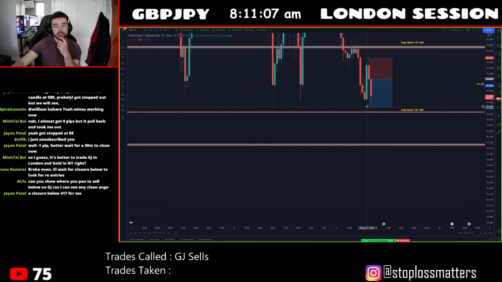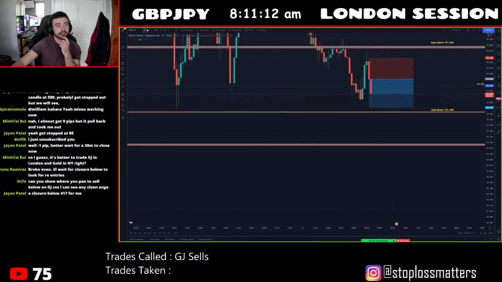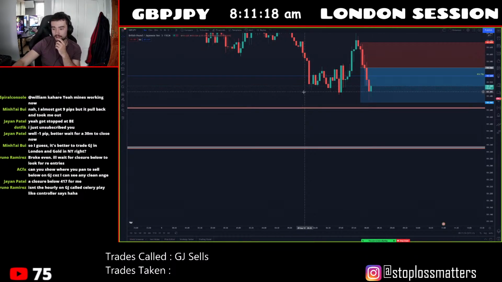So people who actually kept that trade on, yeah, still hasn't held it yet. Look at that 5 minute. Look at that 5 minute. It came all the way up and then just legged it down in the last minute. A closure below 417. Yeah, good point.